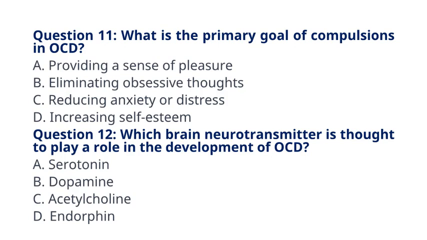Question 12. Which brain neurotransmitter is thought to play a role in the development of OCD? A. Serotonin. B. Dopamine. C. Acetylcholine. D. Endorphin. The correct answer to question 12 is option A. Serotonin. Explanation: serotonin is a neurotransmitter associated with mood regulation, and imbalances may contribute to OCD.